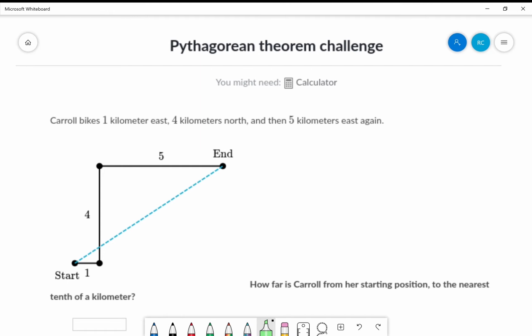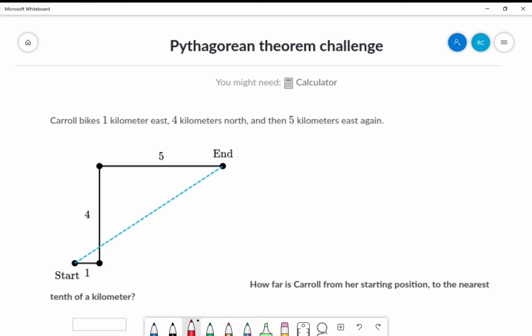It says here that Carol bikes 1 kilometer east, so that's right there, and then 4 kilometers north, and then 5 kilometers east again. And your job is to find the distance. How far away is the end point from the start point? And anytime you're talking distance, you're talking Pythagorean theorem, but they set it up in a tricky way. They make you think that there are 2 right triangles, but in reality, there's only one.